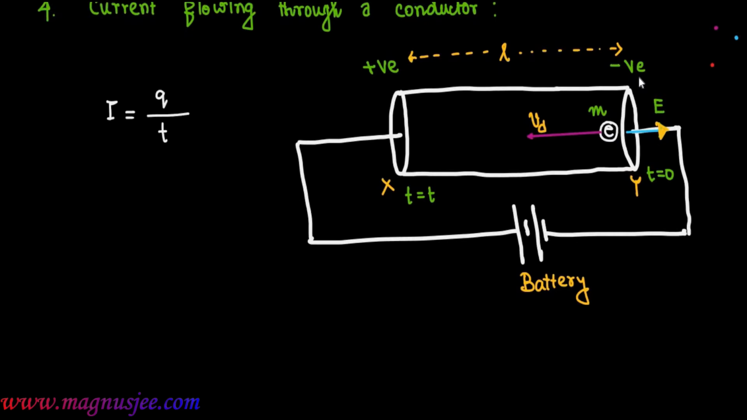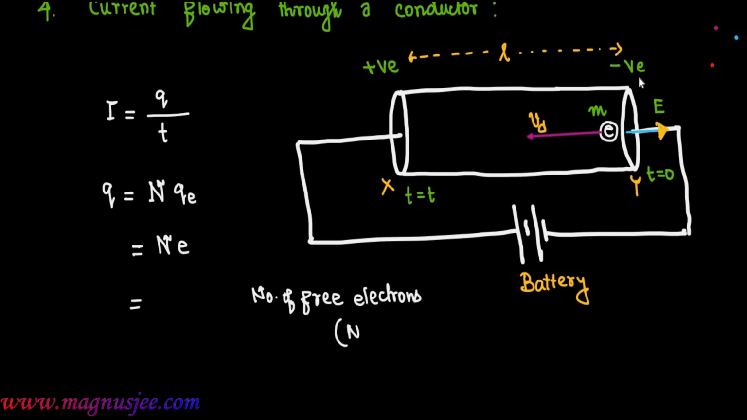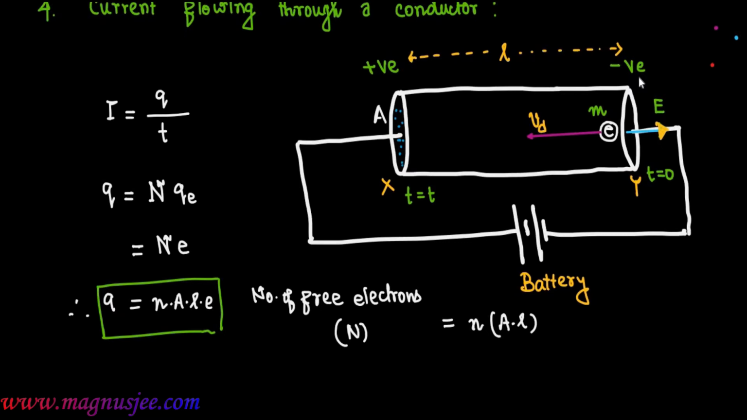Here current I is equal to q by t, that is the rate of flow of positive charge, where q is equal to N times qe. N is the total number of free electrons, and qe is equal to e, the charge of a free electron. The number of free electrons, capital N, is equal to small n times A times l, where small n is the number of free electrons per unit volume of the conductor. That means small n is the free electron density, and capital N is the total number of free electrons in the conductor XY. Therefore, the total charge of the conductor, small q, is equal to n A l e. Q is the total charge that flows through the conductor in time t.